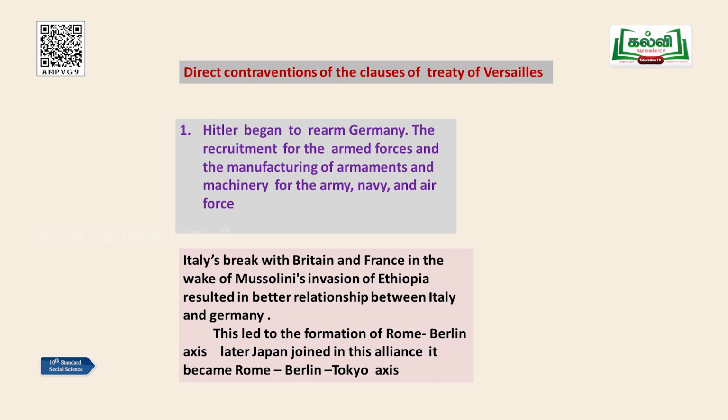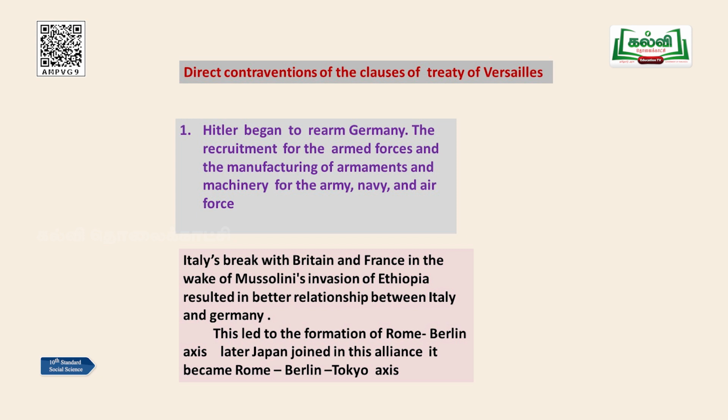What is that? Rome-Berlin axis. Actually, Rome is the capital of Italy. Berlin is the capital of Germany. So Italy and Germany joined together and formed an alliance. We can also say that Mussolini and Hitler, two dictators, joined together. So it was a severe threat for the world at that time.